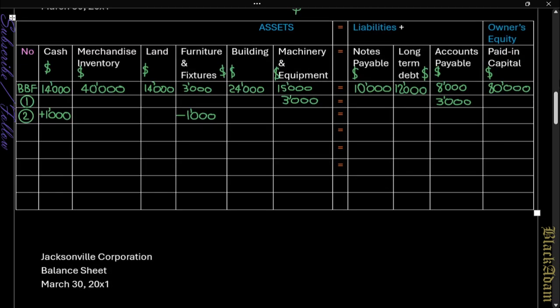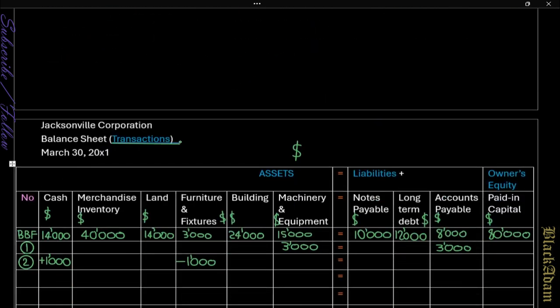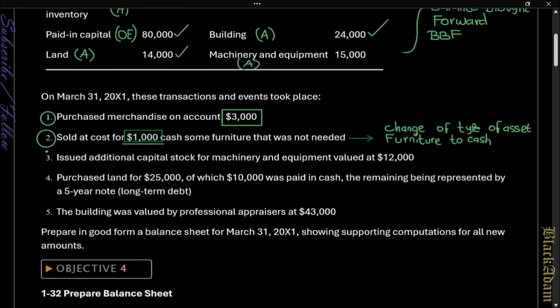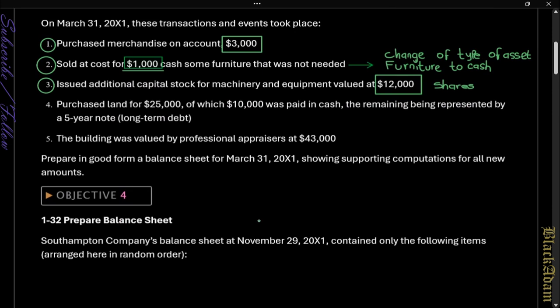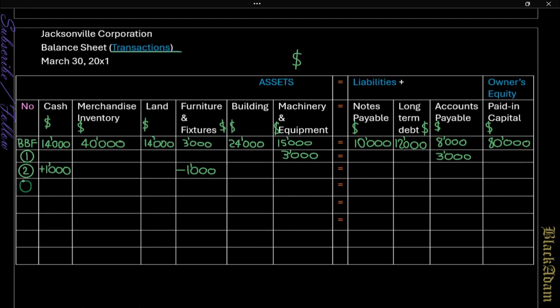And then next we go to the third transaction. So we're still dealing with transactions there. The third transaction is additional capital stock for 12,000. That means we have 12,000 worth of shares. We actually sold the shares, and then we get cash when we sell them. So owner's equity is 12,000, and then what did we do with the 12,000? We bought machinery and equipment for 12,000.